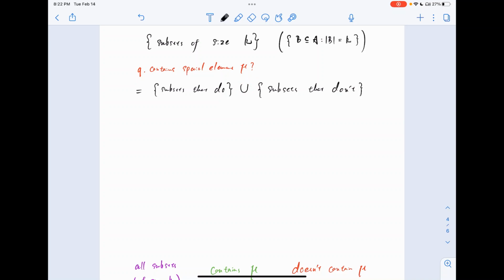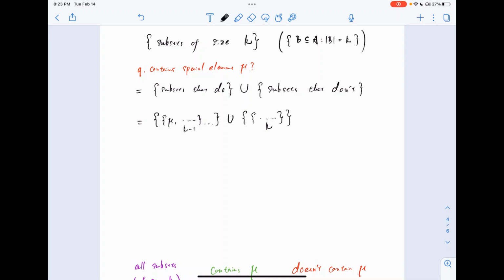So what do these sets look like? Well, each of the subsets that do contain the special element will contain that element mu, and then some more other elements. These elements are not mu, and there are k minus 1 of them, because in total I have k elements in the subset that I'm trying to count. And there are going to be other combinations, other subsets that look like this. And the subsets that do not contain mu just have k elements, none of them is mu.